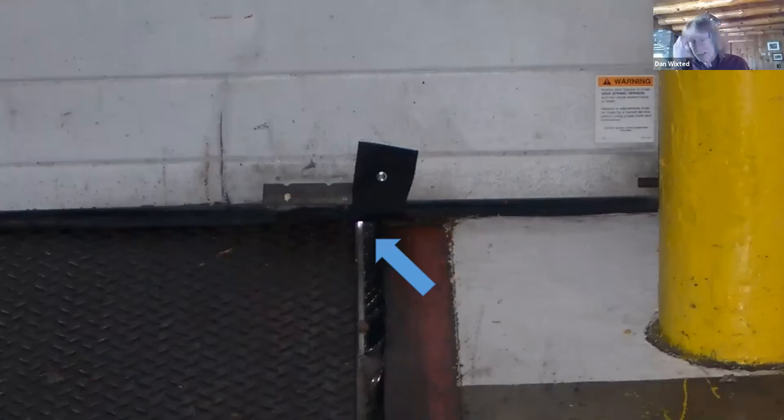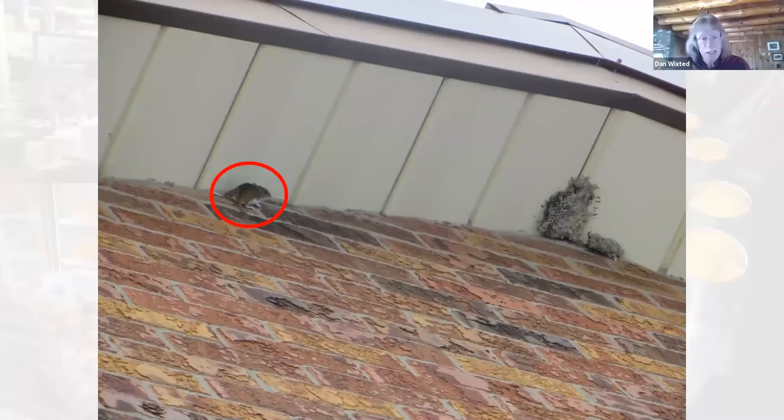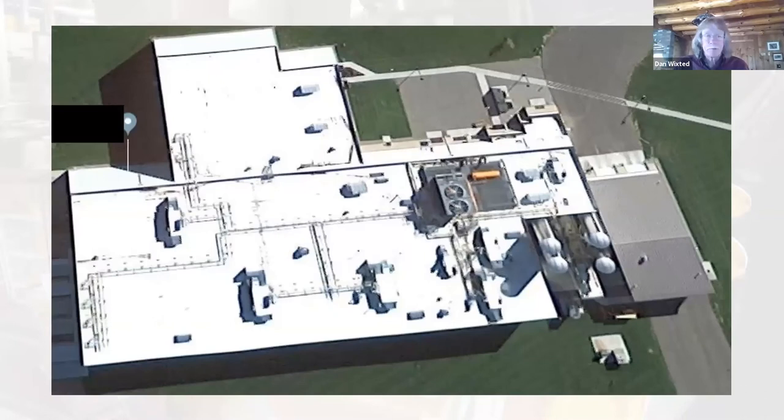Next, please. Don't just look down. Rodents are excellent climbers. Get an uneven surface, like a brick wall, and they can climb right up to the top of the building in no time. Here we have a mouse that's eyeing a wasp nest, trying to get some of the grubs for lunch. Next.